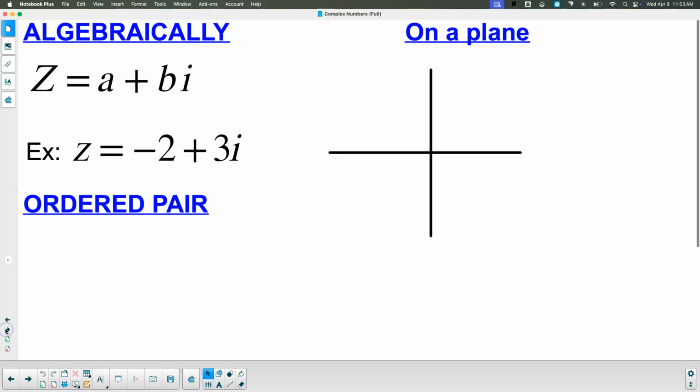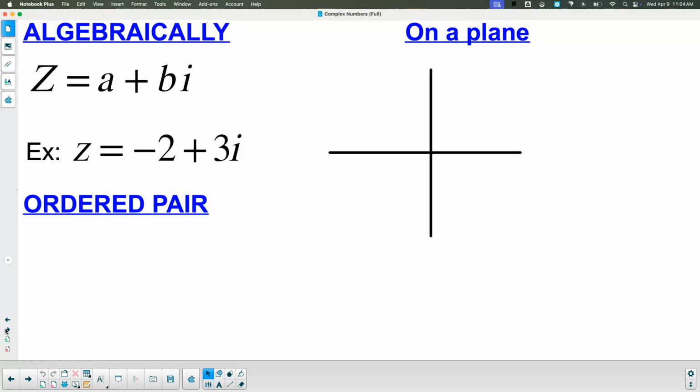So let's get at it. So algebraically, we can look at a complex number, z. Typically, we call our complex numbers z. So you'll see a lot of z sub 1, z sub 2, z sub 3. Those are just different complex numbers. Okay? So algebraically, we call our complex number a plus bi. That's the standard form. It's also called rectangular form. It's also called just a complex number form. Okay? A plus bi. An example of that would be negative 2 plus 3i.